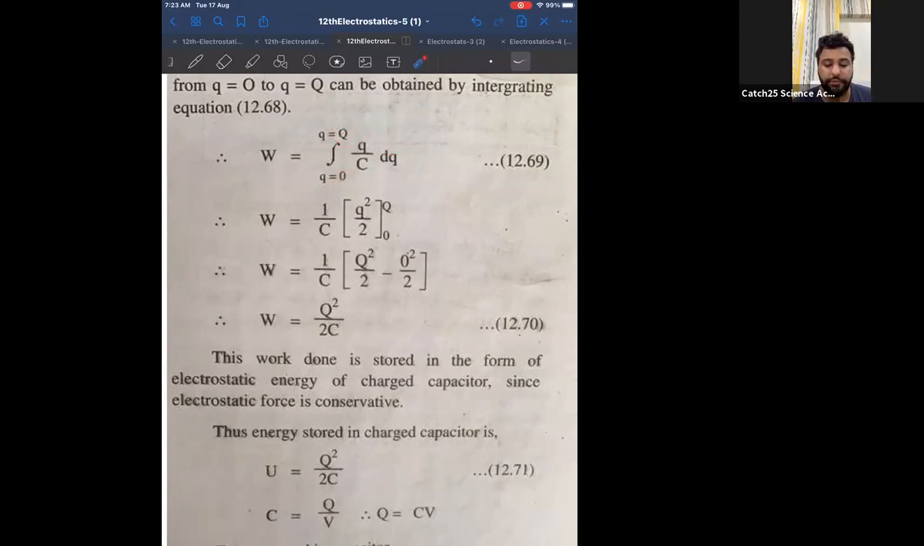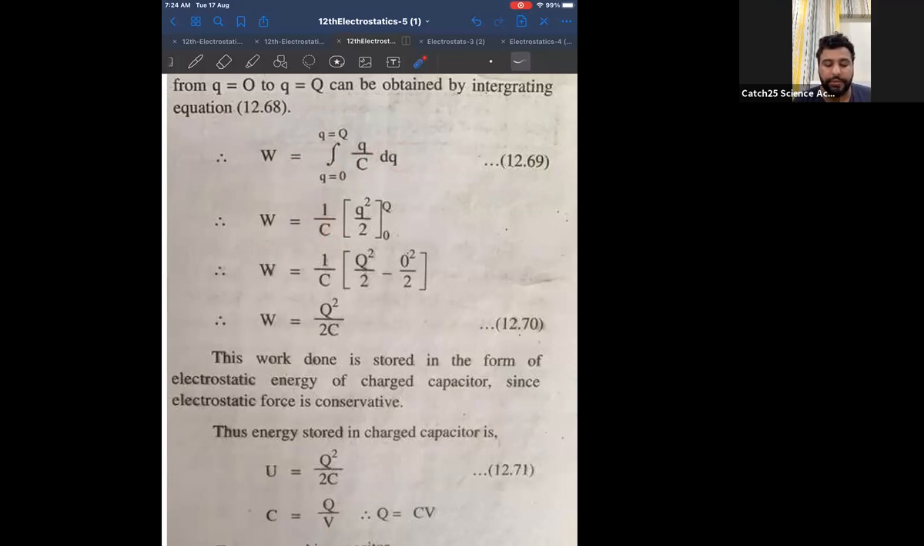Integration of dW is W, which is equal to, on the right hand side, the integration sign with Q by C. That integration is from 0 to capital Q. Now, the left hand side is as it is, W. Since integration is with respect to charge, 1 by C is a constant and will come outside the integration sign, correct?